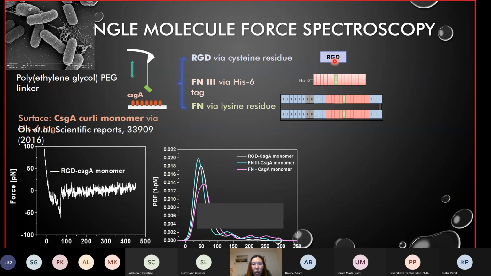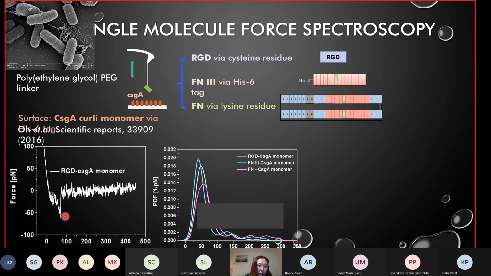And we basically link them covalently in 3 different ways: one with the lysine residue, one with the His-tag protein, and one with the cysteine residue. We can covalently link them and then measure the interaction. When we see their force traces, as you see, we see this specific interaction between our curli monomer and the fibronectin fragment.